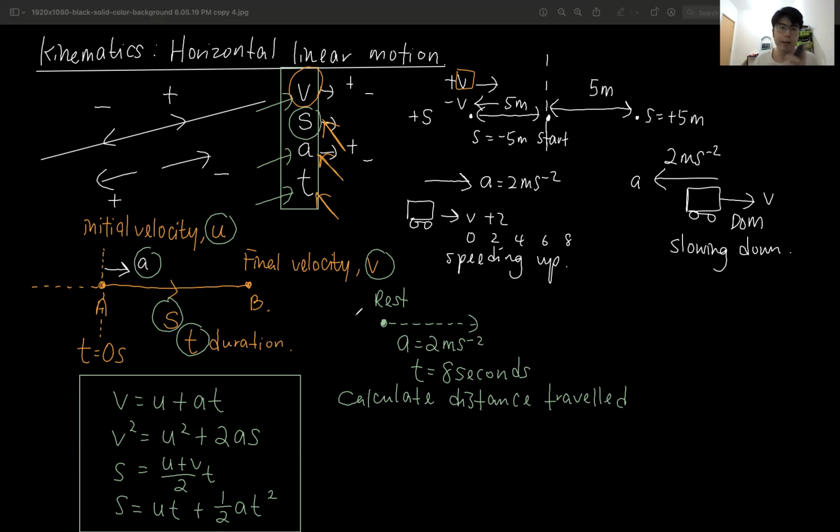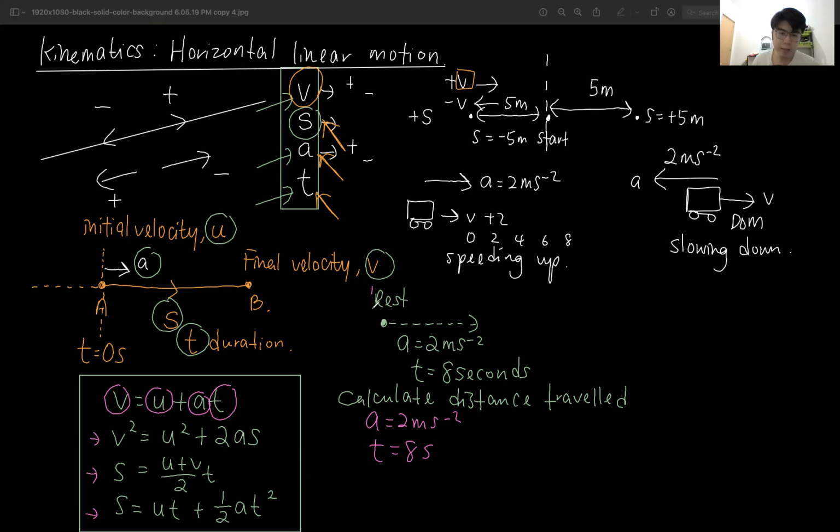Okay, how do we find it? Very easy. You always write down what you have first. Acceleration, we have 2. Time, we have 8. What else do we have? You see, each equation has 4 unknowns. If you only have 2 values, you can't solve it. You need at least 3 values. So what is the third piece of information?